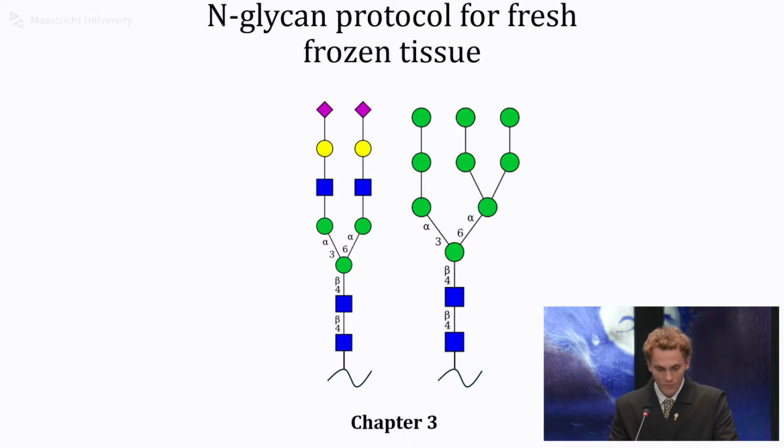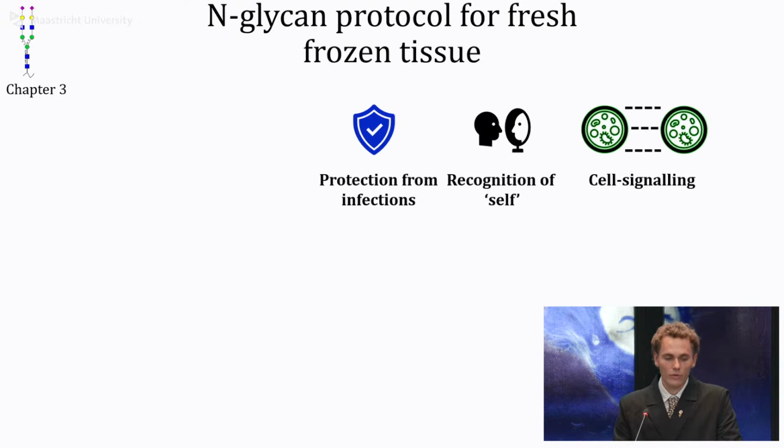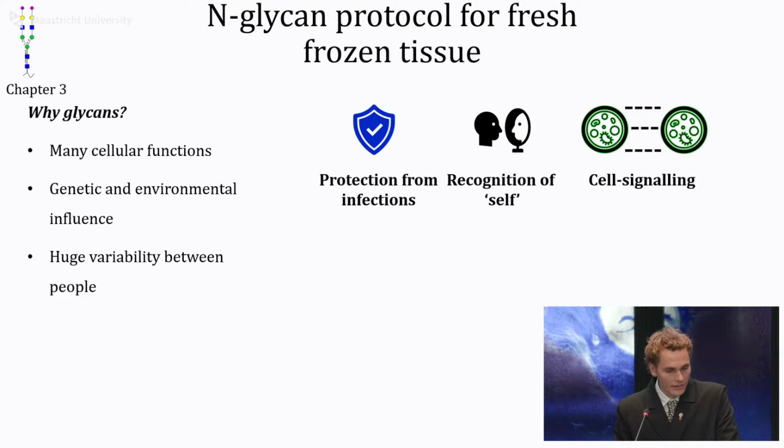Now, the first thing I want to talk about related to my thesis is chapter 3, where I investigated N-glycans for fresh frozen tissue. N-glycans are these sugar molecules, so these things here are actually sugar molecules that are present in the cells and on proteins, and they're very important for a bunch of different mechanisms within the cell. For example, protection from infections and recognition of self, as well as cell signaling. These are highly influenced by both genetic and environmental factors, and they vary a lot between people, so there's a huge clinical implication in these molecules.